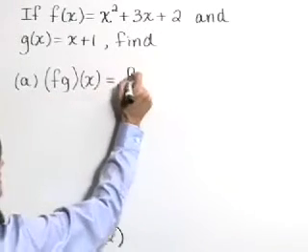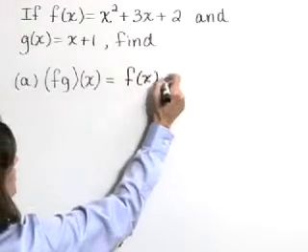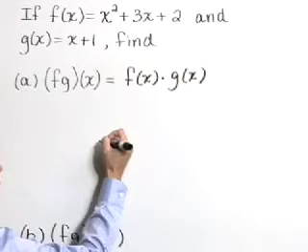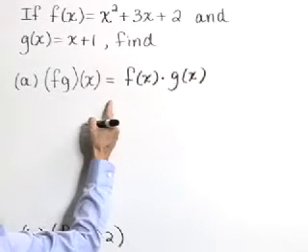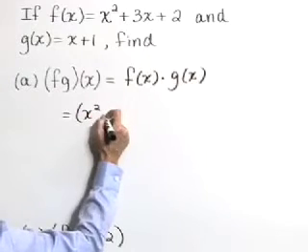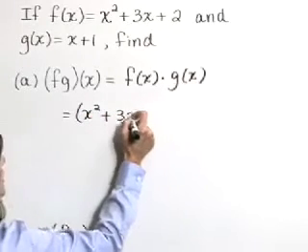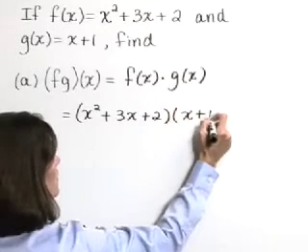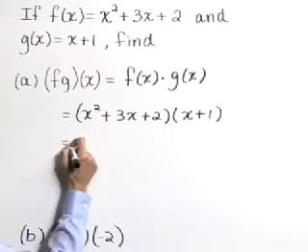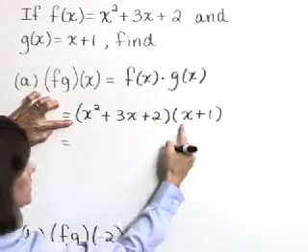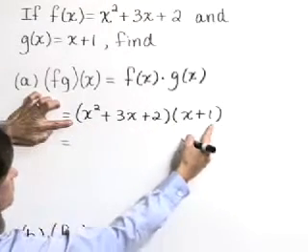So if you'd like to write that this is f of x times g of x, go ahead. Now let's multiply. Let's go ahead and write this as f of x, which is x squared plus 3x plus 2, times g of x, that's x plus 1. To multiply, we need to take each term of this first function times each term of the second one.